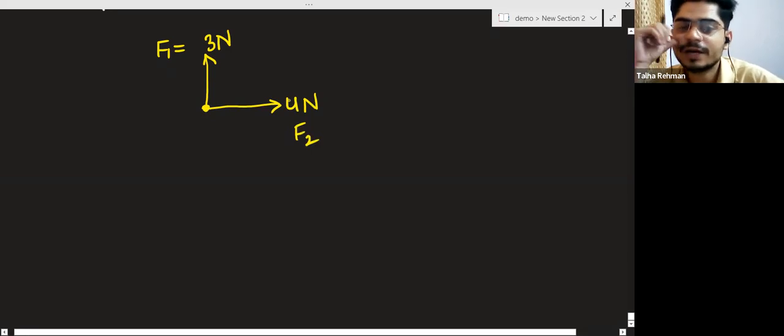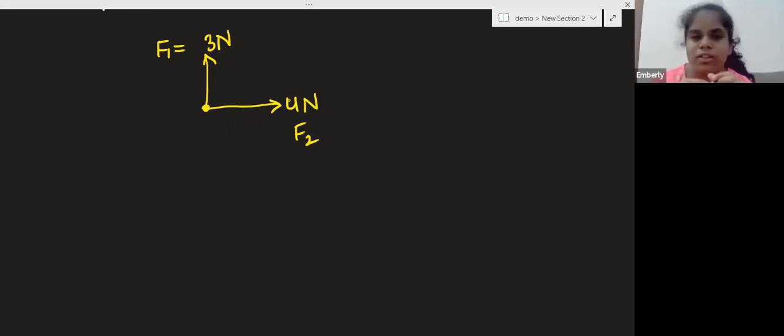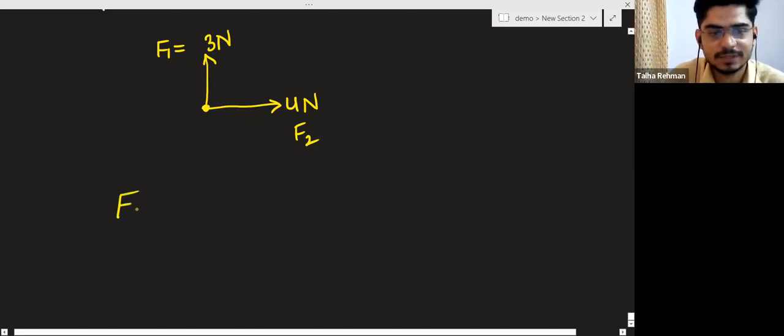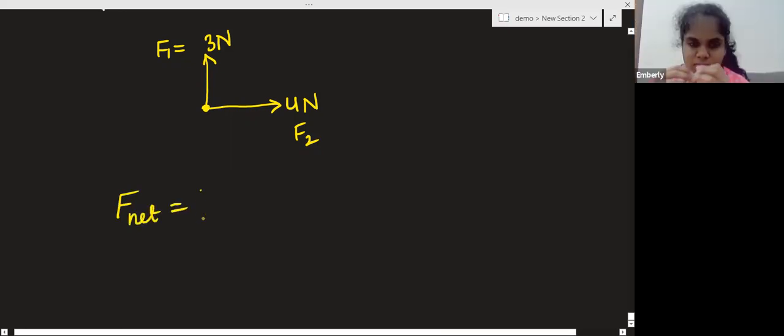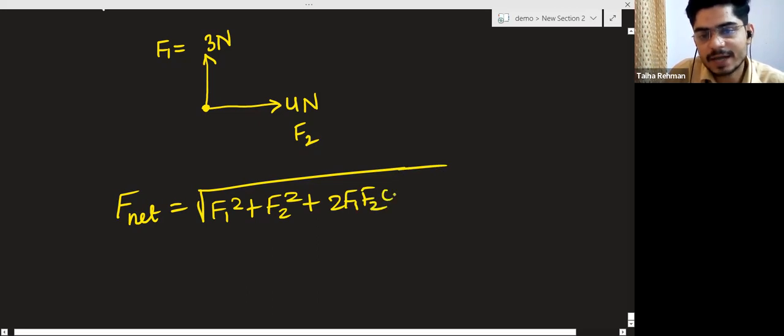If I say calculate the resultant of both the forces, do you have any idea about this? Yes, F net is equal to root of F1 squared plus F2 squared plus 2 F1 F2 cos theta. Very good. F net is equal to under root F1 square plus F2 square plus 2 F1 F2 and the cosine of the angle between them.